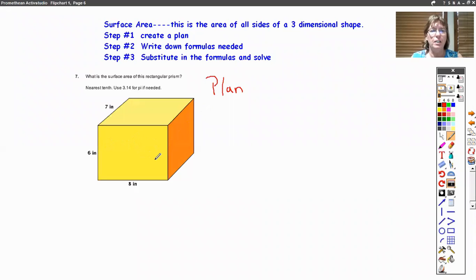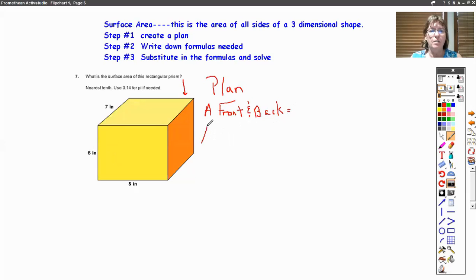So the first thing I need is the area of the front and the back. And I know that there's a back right back here that's exactly this exact same size. So I know there's 2 of them. So the first thing I'm going to do is I'm going to take the area of the front and the back. So again, I want you to write out all of this formula here this first time. After that, I don't mind you using abbreviations, but right now you need to know what it is.